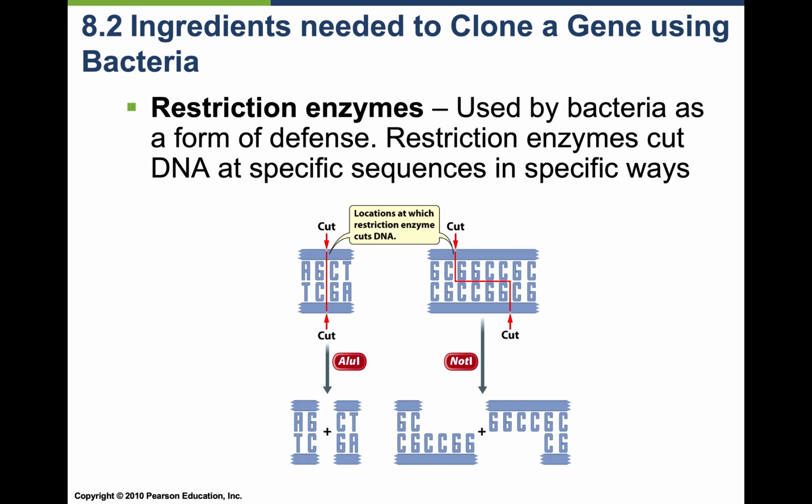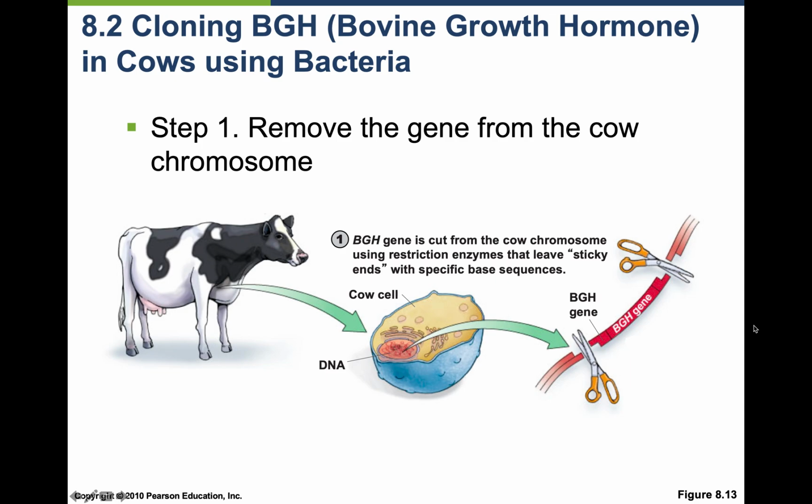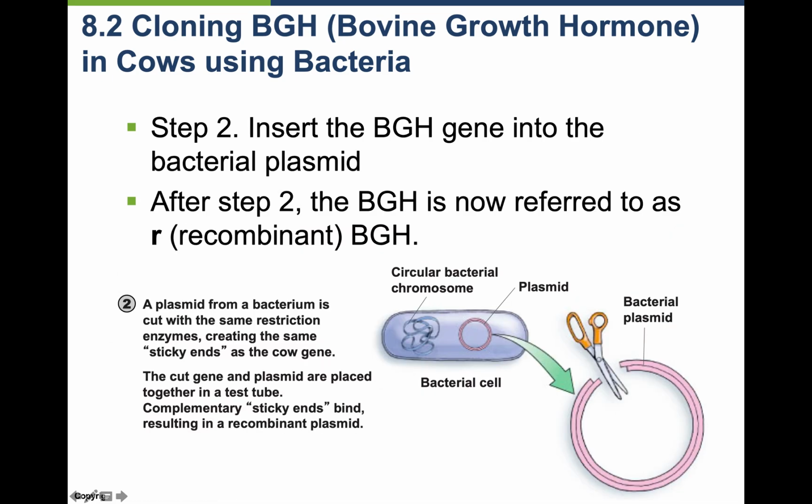So what they do is they use restriction enzymes, which we've covered before, and they cut very specifically. They can do a blunt end cut right here, or they can do what we call a sticky end cut, where you have these overlaps. And so once you know the gene and you have the bacteria and you have your restriction enzyme, you can actually remove the gene from the cow. So you're removing the bovine growth hormone. You can isolate it from the cow and cut it out with the restriction enzymes from the cow's DNA.